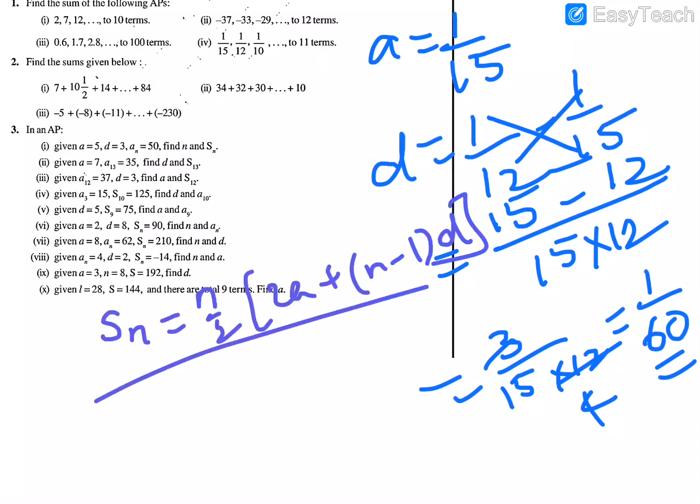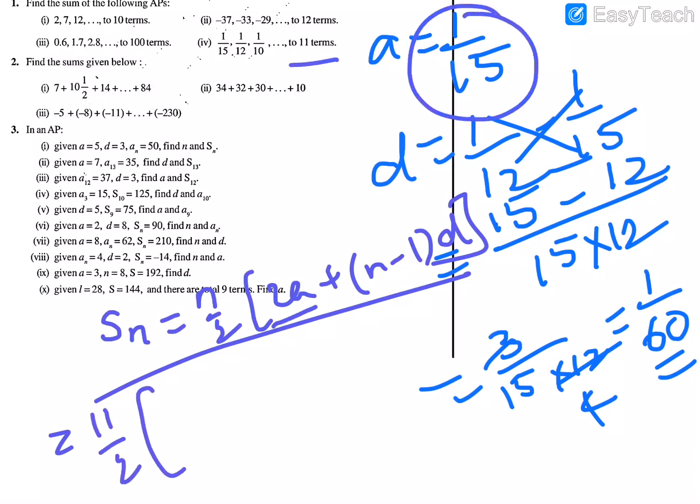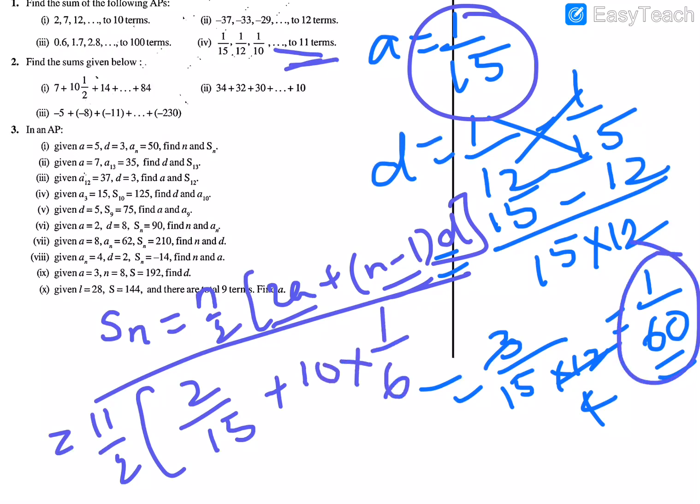So Sn is equal to n by 2 into (2a plus (n minus 1) into d). Let's substitute. d we have 11, so 11 by 2. 2 into a, a we have 1 by 15, 2a is 2 by 15, plus n minus 1, 11 minus 1, 10, into d. What do we have for d? 1 by 60. So while doing these things, you will have to keep it in brackets. 0, 0 cancel.